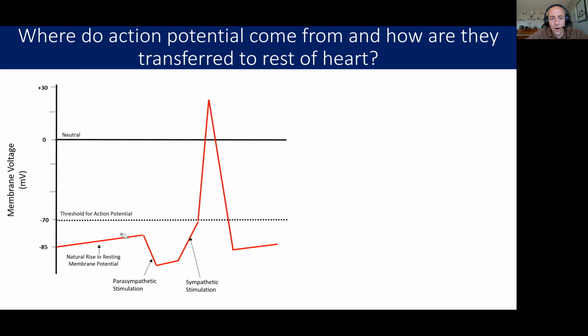Well, in a cardiac cell, it will generate action potentials on its own and contract on its own. It doesn't require the nervous system at all. In fact, you could take a heart out of a person for a heart transplant and it will still keep on beating.